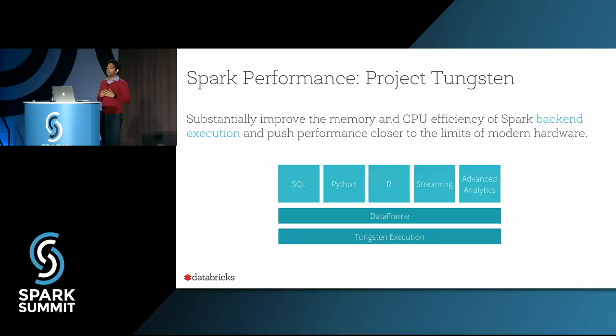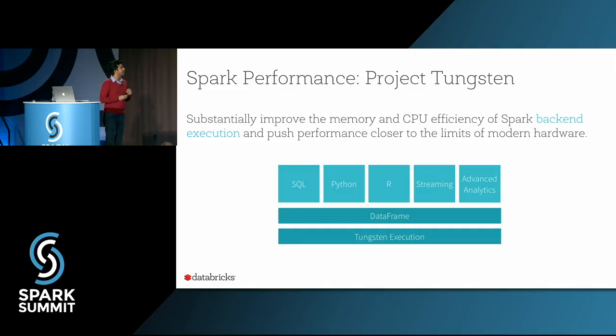Now, in order to build performant end-to-end ETL pipelines, the other aspect of building these pipelines is actually to derive the maximum performance from them. So in order to build these pipelines in a performant way, the last few releases of Spark have been focusing on what we call Project Tungsten, with the goal to substantially improve the memory and CPU efficiency of Spark's backend execution and push the performance closer to the limits of modern hardware.